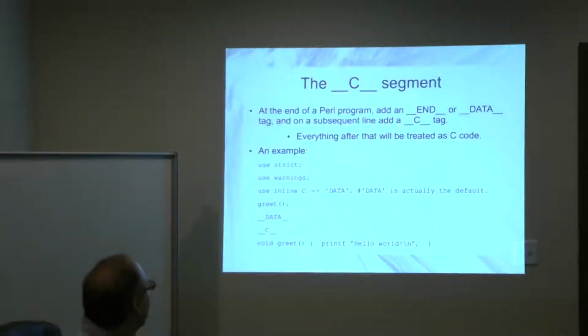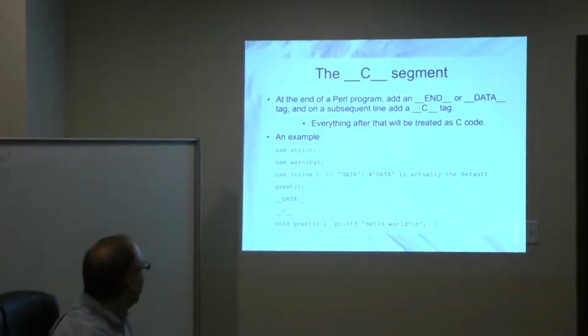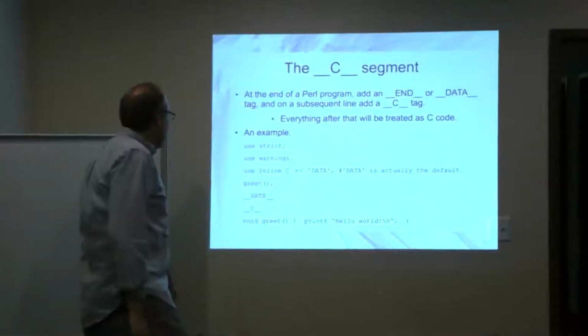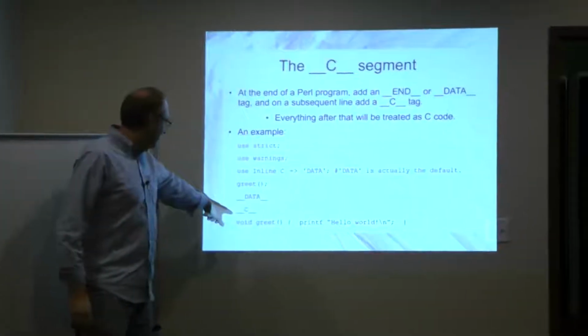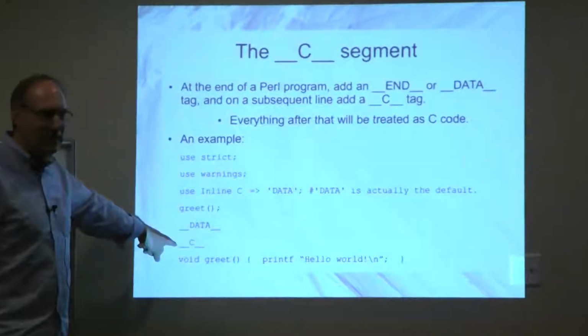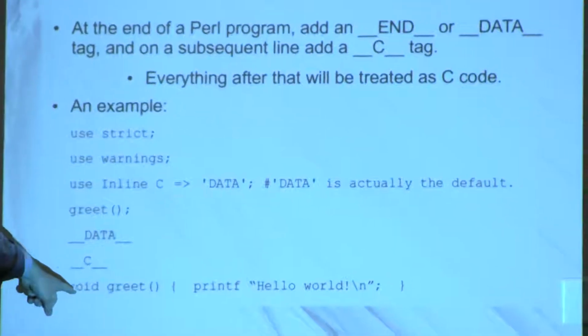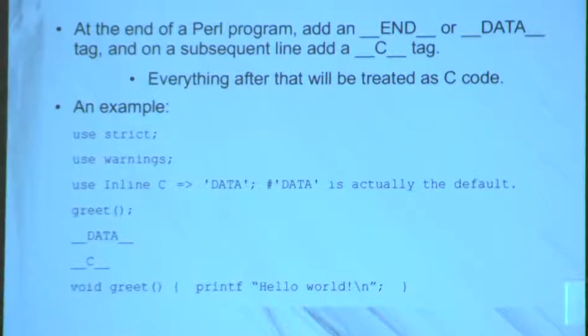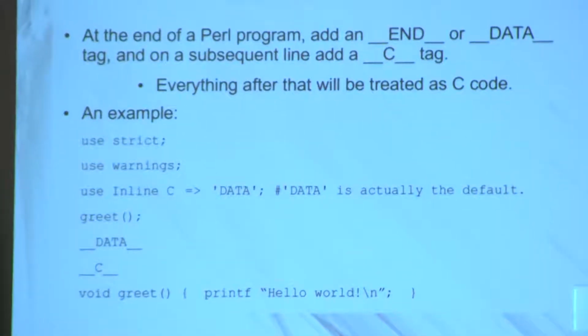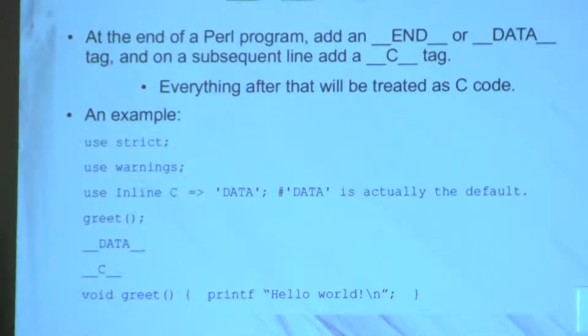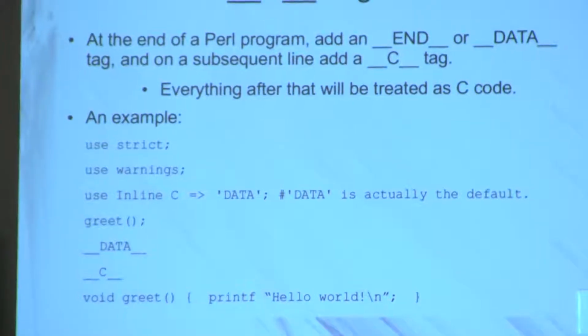Okay, another way to use Inline C instead of using a here doc is to create a data segment, and under the data segment create a C segment, 2 underscores C, 2 more underscores, and then put your C code down at the bottom of your script. You can put it at the bottom of the script, or you can put it at the bottom of a module.